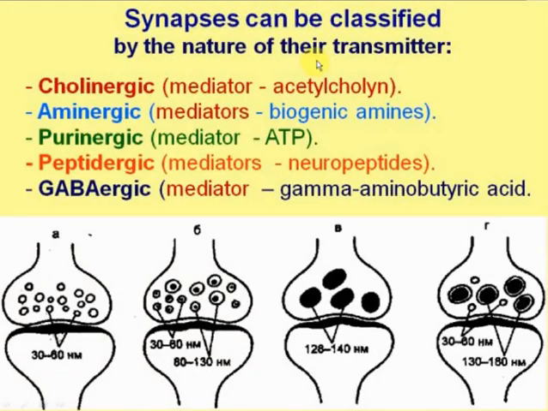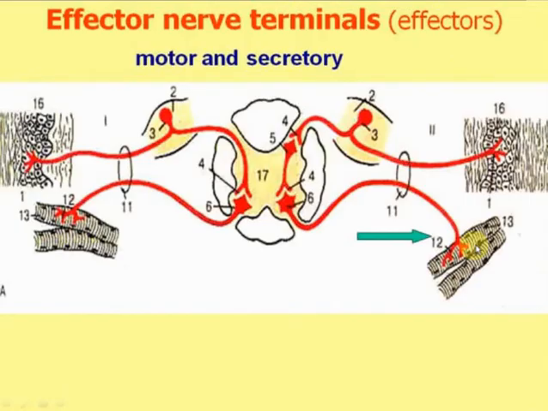Synapses can be classified by the nature of their transmitter, like neurons themselves. Cholinergic, if the mediator is acetylcholine. Aminergic, mediator biogenic amines. Peptidergic, mediators neuropeptides. GABAergic, mediator gamma-aminobutyric acid. You can recognize the nature of the mediator by the shape and size of synaptic vesicles. Effector nerve terminals or effectors can be motor and secretory.